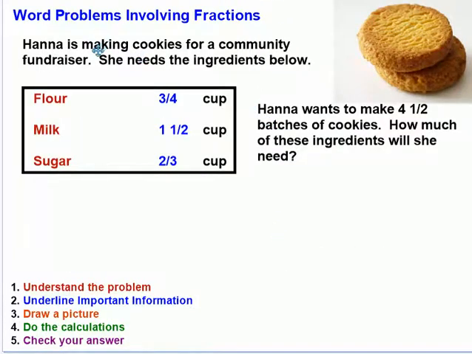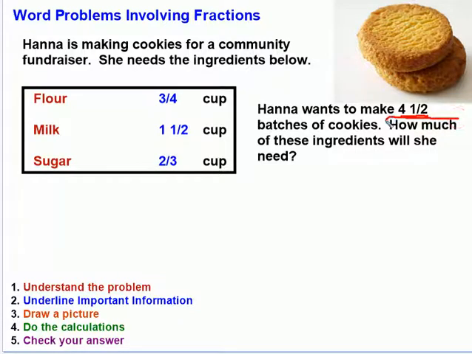Let's try another. Hannah is making cookies for a community fundraiser. She needs the ingredients below. So we're going to understand this problem. These are the things that she needs. She needs 3/4 of a cup of flour, 1½ cups of milk, and 2/3 cup of sugar. Hannah wants to make 4½ batches. So not just one batch, but 4½ batches of cookies. How much of these ingredients will she need?